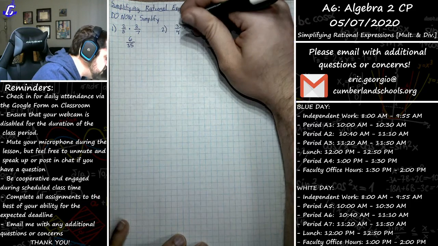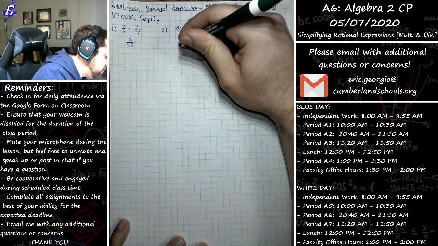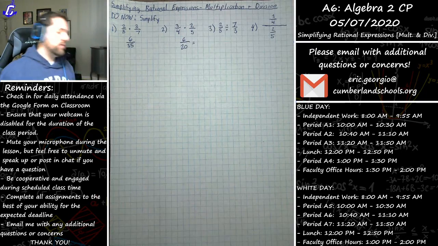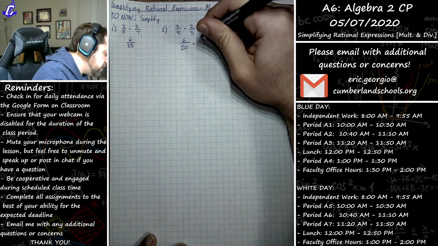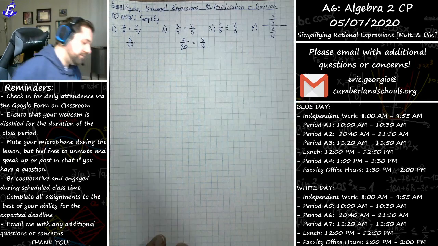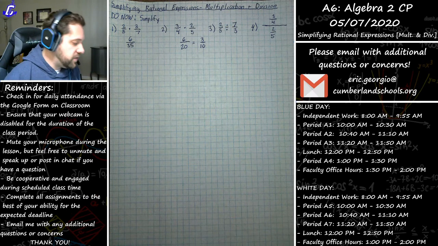Number 2 is the same deal. Numerator 3 times 2 would make 6. In the denominator, 4 times 5 would make 20. We can, however, reduce this one, 6 divided by 20, both of which are divisible by 2, so I can reduce that down to 3/10. See that? Divide both the numerator and the denominator by a factor of 2.